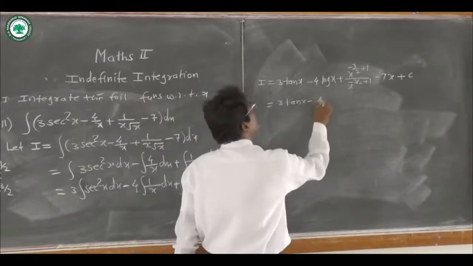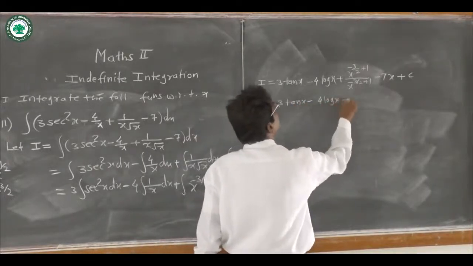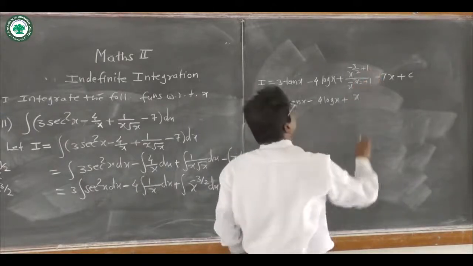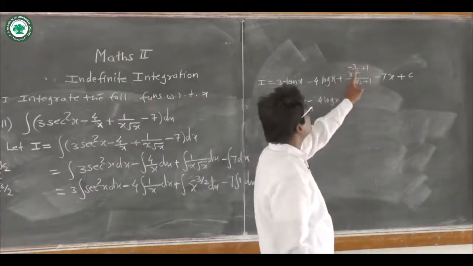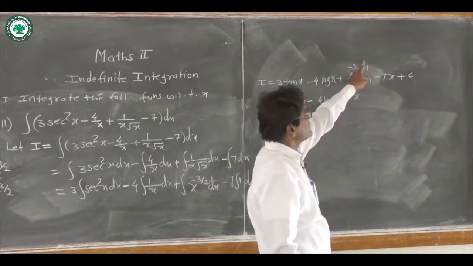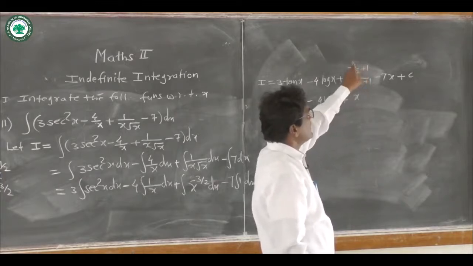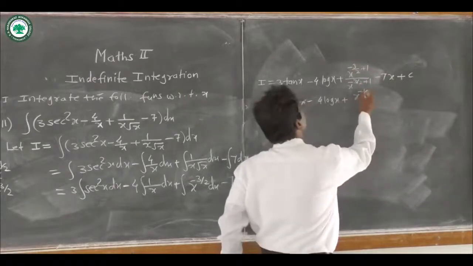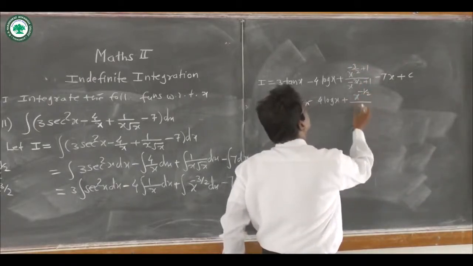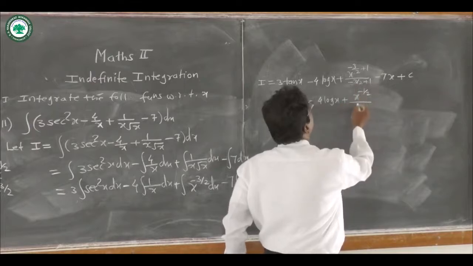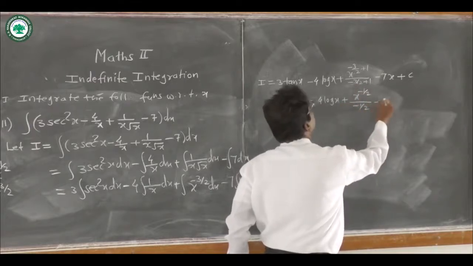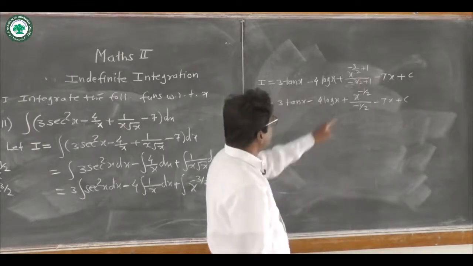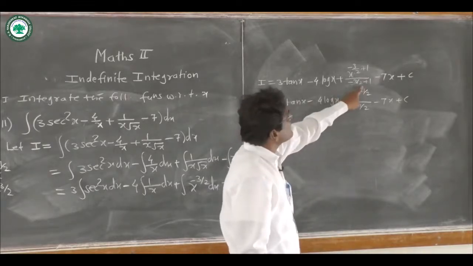minus 4 log x plus x to the power, here minus 3 by 2 plus 1 means minus 3 plus 2, divided by 2. Minus 3 plus 2 is minus 1. So x to the power minus 1/2, divided by minus 1/2, minus 7x plus constant of integration. Here in the denominator, minus 3 by 2 plus 1.